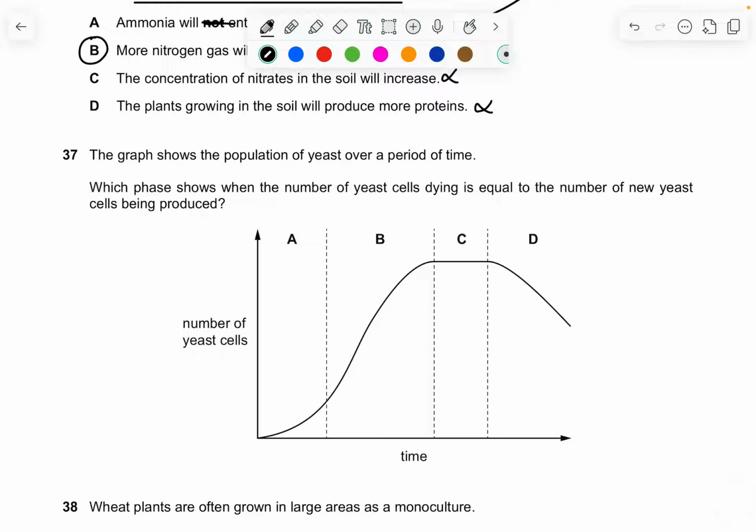Question 37. The graph shows the population of yeast over a period of time. Which phase shows the number of yeast cells dying is equal to the number of yeast cells being produced? This is the stationary phase. So the answer is C, because dying equals produced.